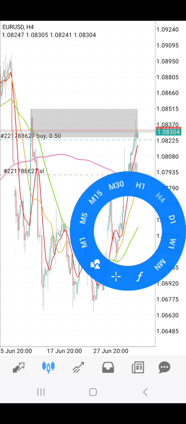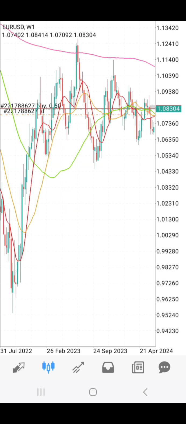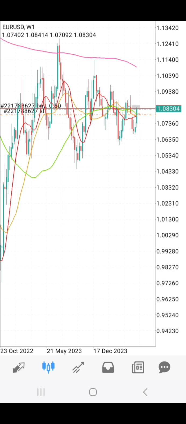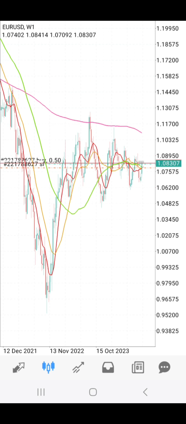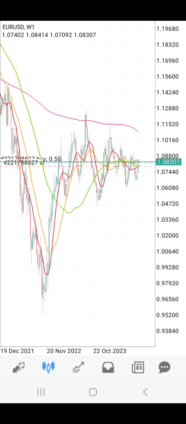Rule number one is we always need to be aware of the higher time frame. In this case, when we checked the higher time frame, we saw that the weekly was bullish. The latest candle is bullish, right? And it's going to close bullish. So we know that the higher time frame direction is bullish. That is very important to note.